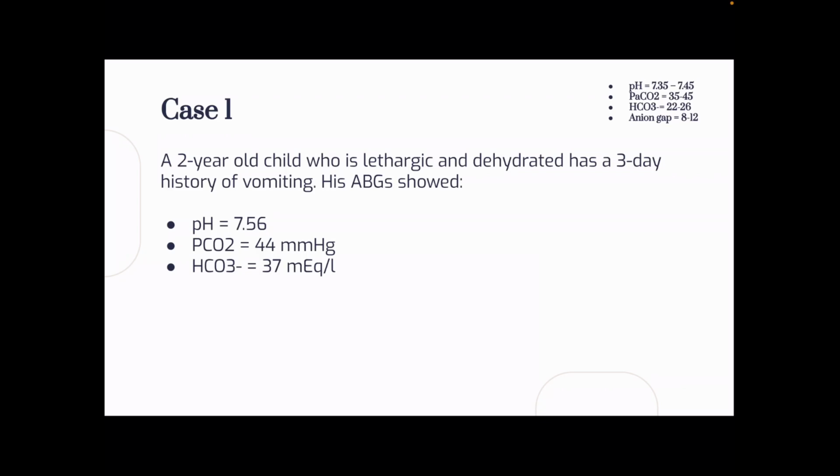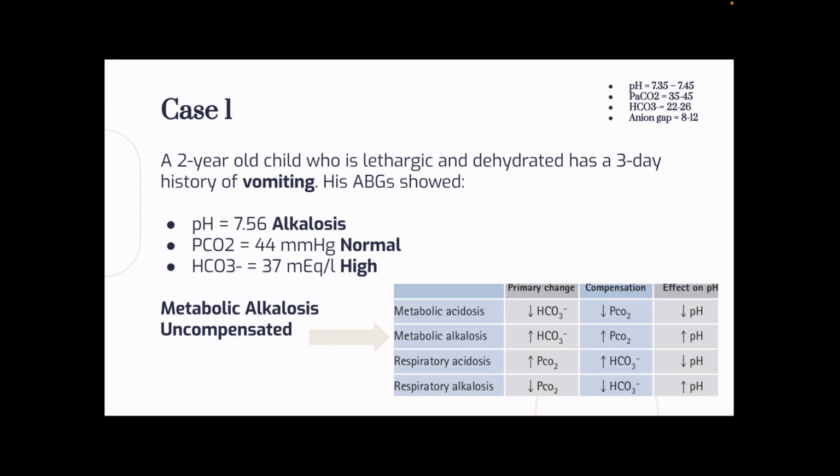CO2 is 44. So this is normal. CO2 is normal. Okay, so it doesn't go with this. Bicarbonate is 37. 37 is high. So I'm guessing this is metabolic alkalosis, since the bicarbonate is high and the CO2 is normal, and the bicarbonate goes with the pH value, basically.